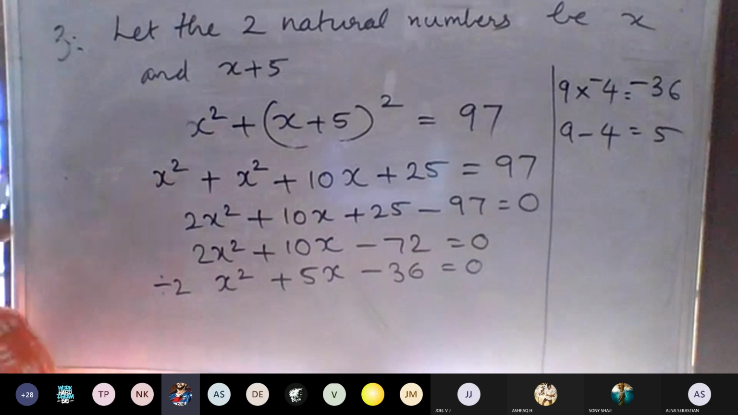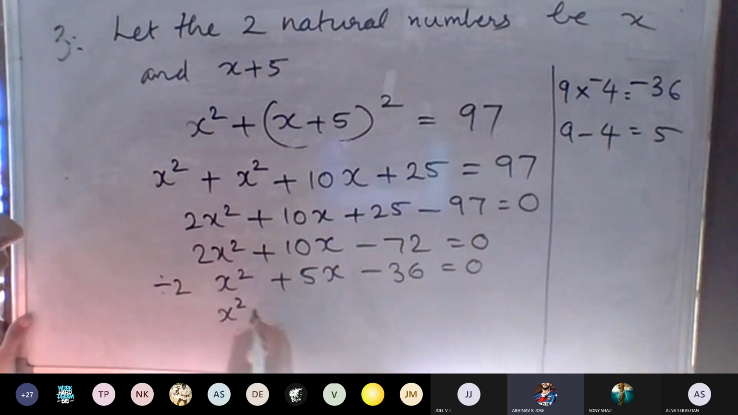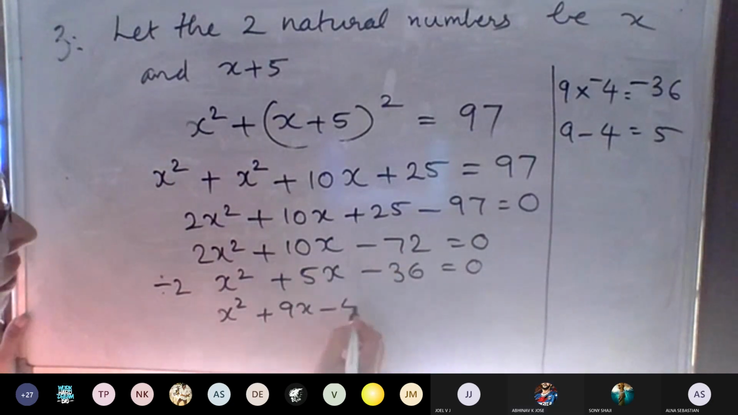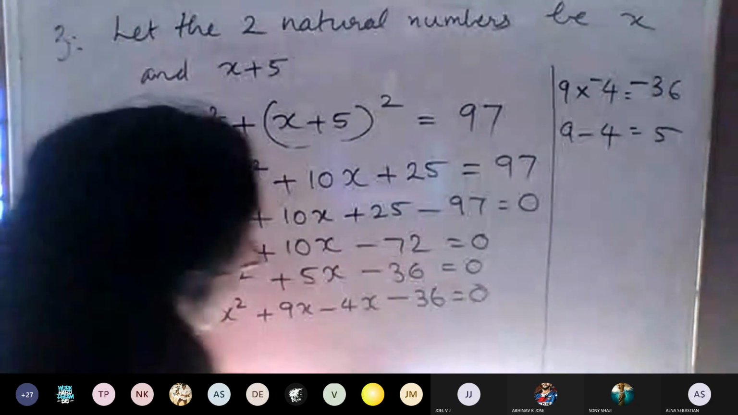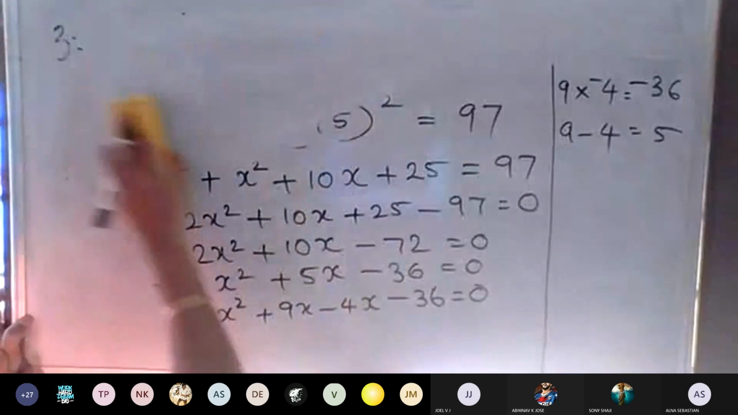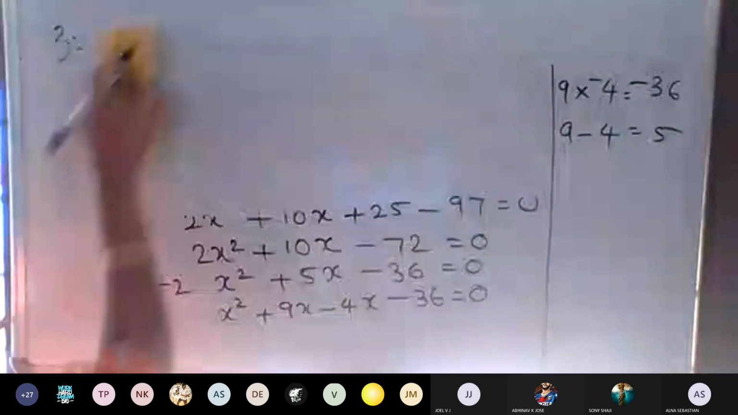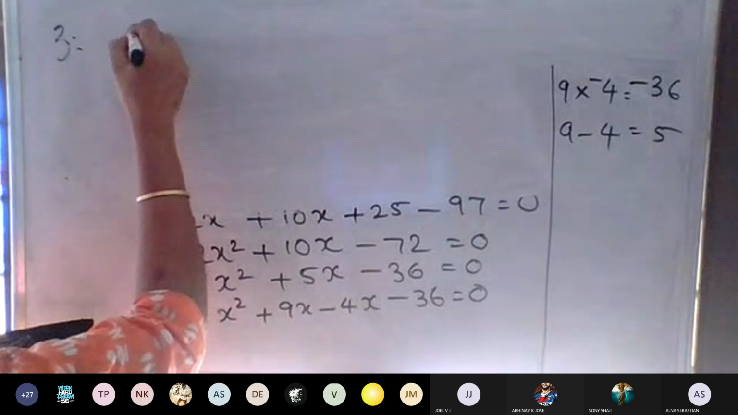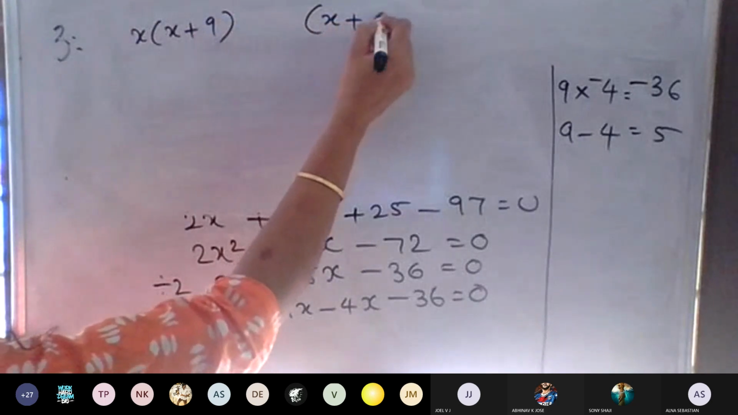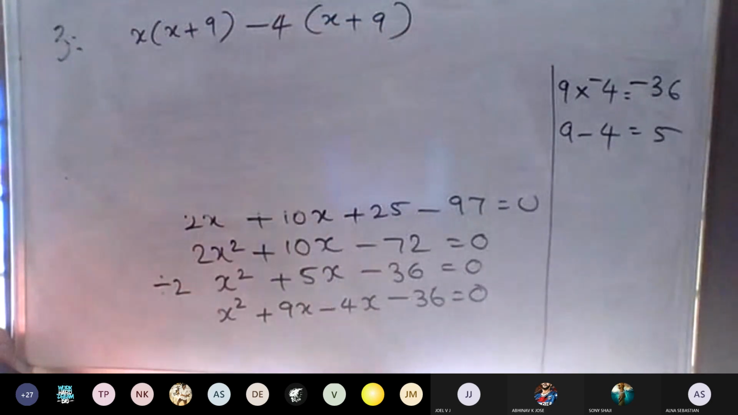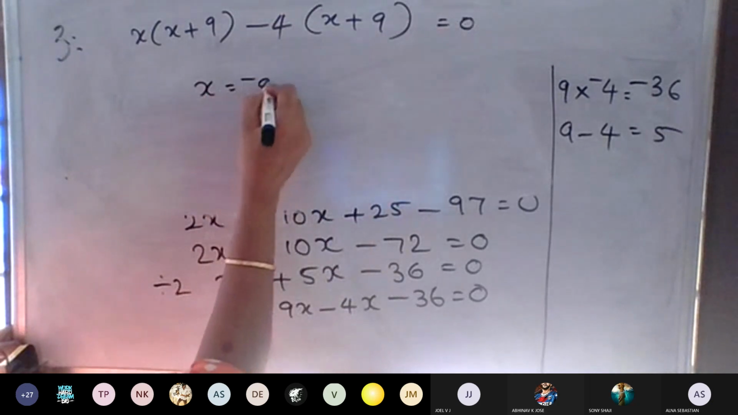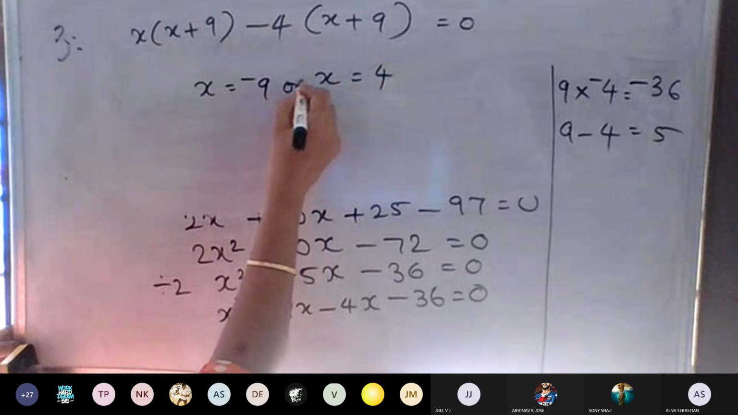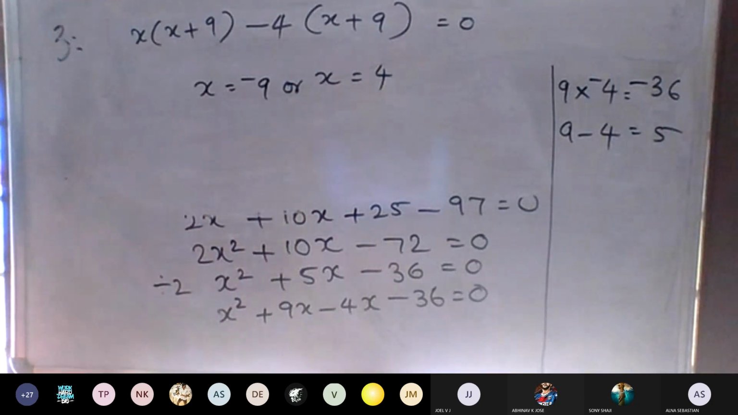X square plus 9x minus 4x minus 36 is equal to 0. So x into x plus 9, minus 4 into x plus 9, is equal to 0. So you will get x is equal to negative 9 or x is equal to 4.